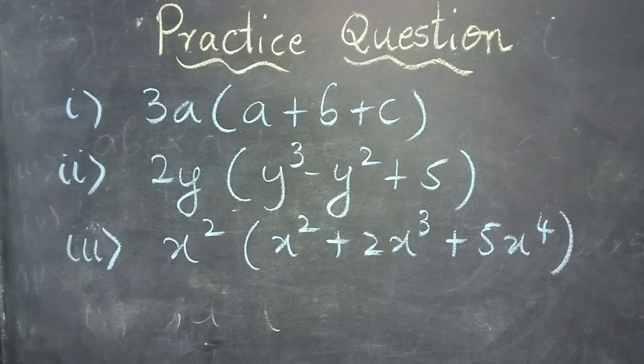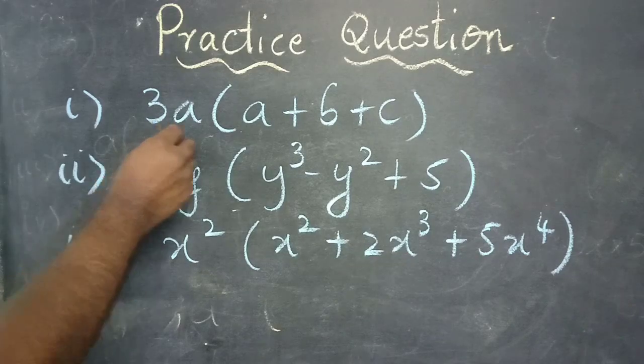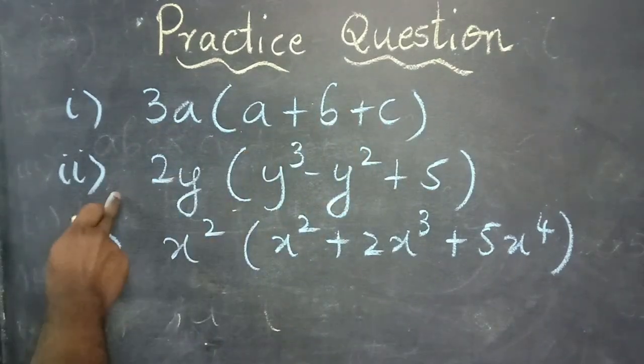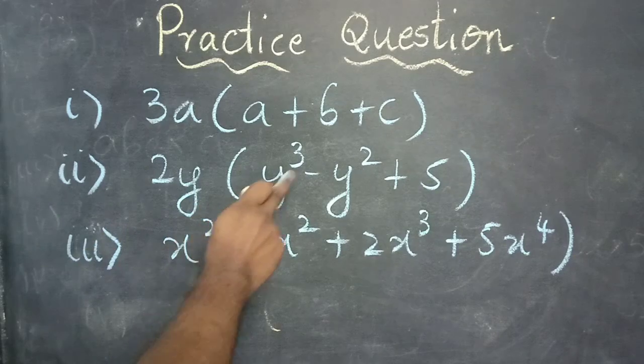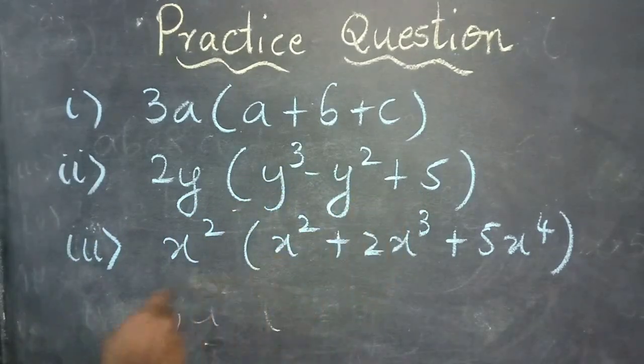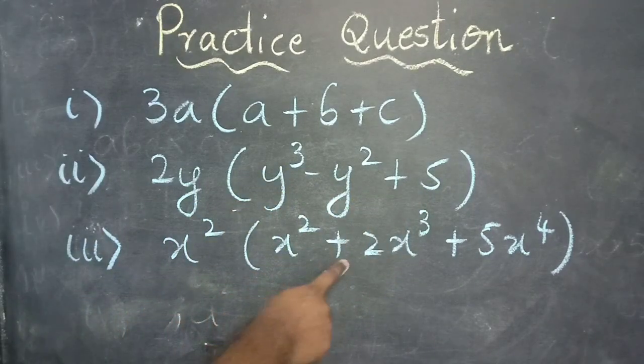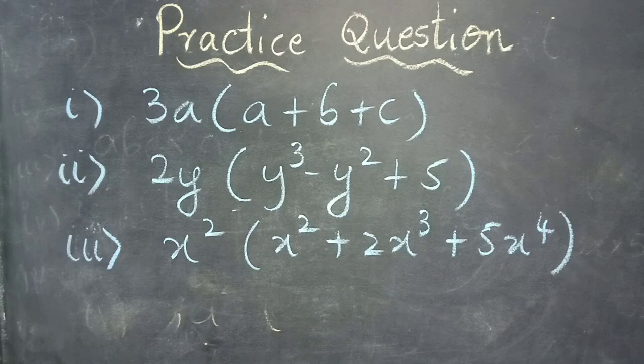Dear students, these are the few questions for your practice, that is multiplication of monomial by a trinomial. The first question, 3a into a plus b plus c. Second question, 2y into y cube minus y square plus 5. Third question, x square into x square plus 2x cube plus 5x to the power 4. These are the examples for multiplication of monomial by a trinomial. Now we will try to solve few questions based on these concepts.